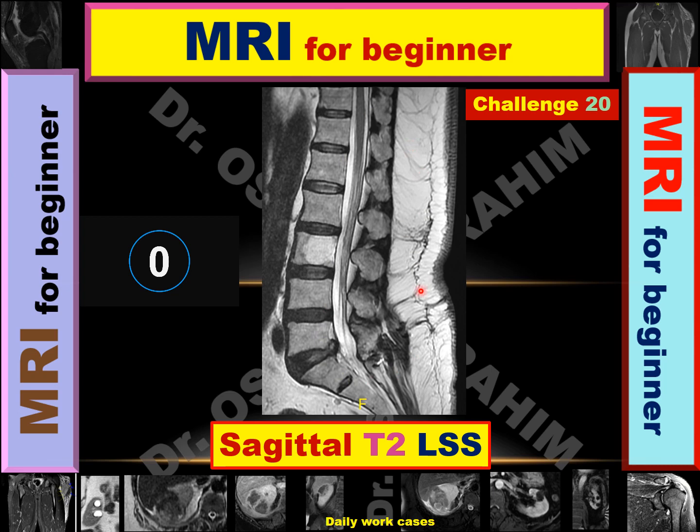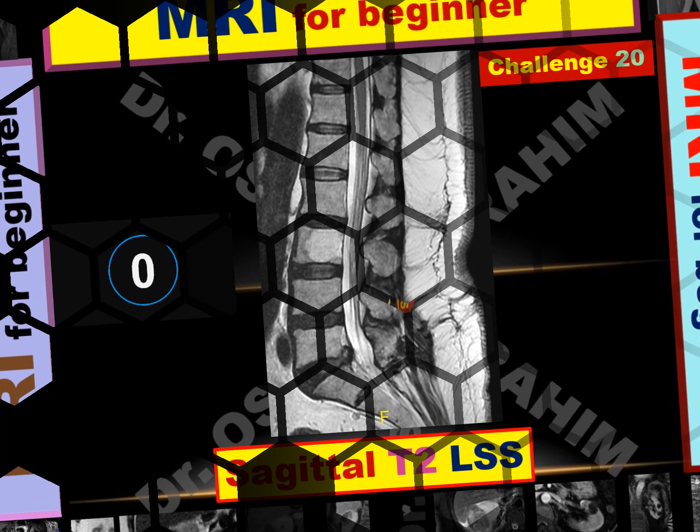Sagittal image. Examined part is the lumbosacral spine. Bright fat, bright CSF. So it is T2. Sagittal T2 LSS.